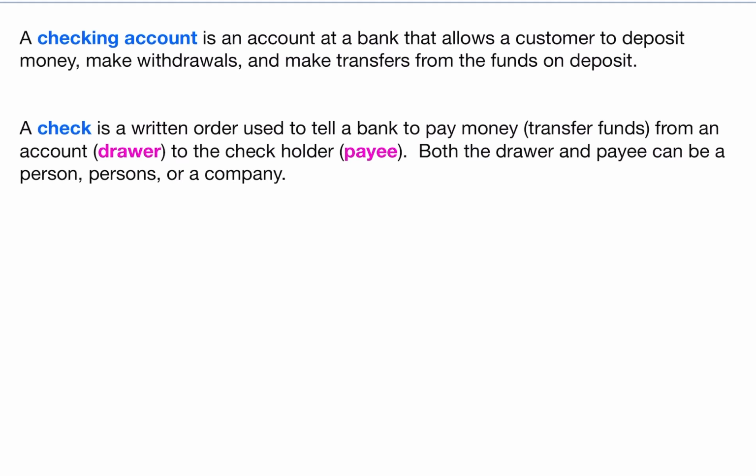Both you, the drawer, and the individual to whom you write the check, the payee, can be a person. It could also be multiple people, and it can also be a company. When you go into a bank and open up a checking account, the bank will issue you a set of checks, and those checks can be used to transfer funds to individuals or to companies.